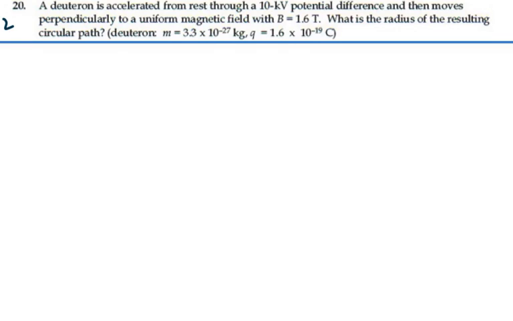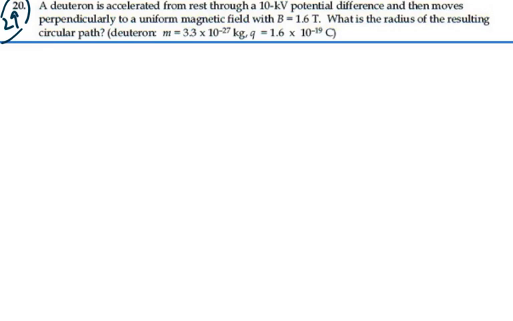Here's problem 2920. A deuteron is accelerated from rest through a 10 kilovolt potential difference and then moves perpendicularly to a uniform magnetic field equal to 1.6 Tesla. What is the radius of the resulting circular path?